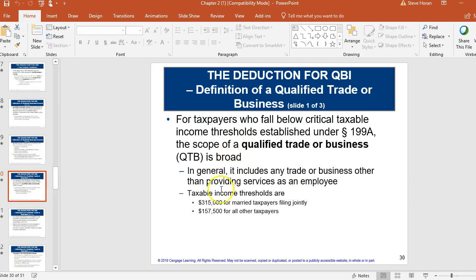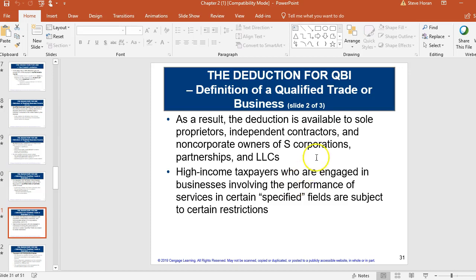So we've already mentioned the limits here. These 2 numbers came up before. If taxpayers fall below the critical taxable income thresholds, the scope of the qualified trade or business is very broad. Basically, it's any trade or business other than providing services as an employee. Okay, so if you're an employee, that's different. But if you're an owner, it's a different story.